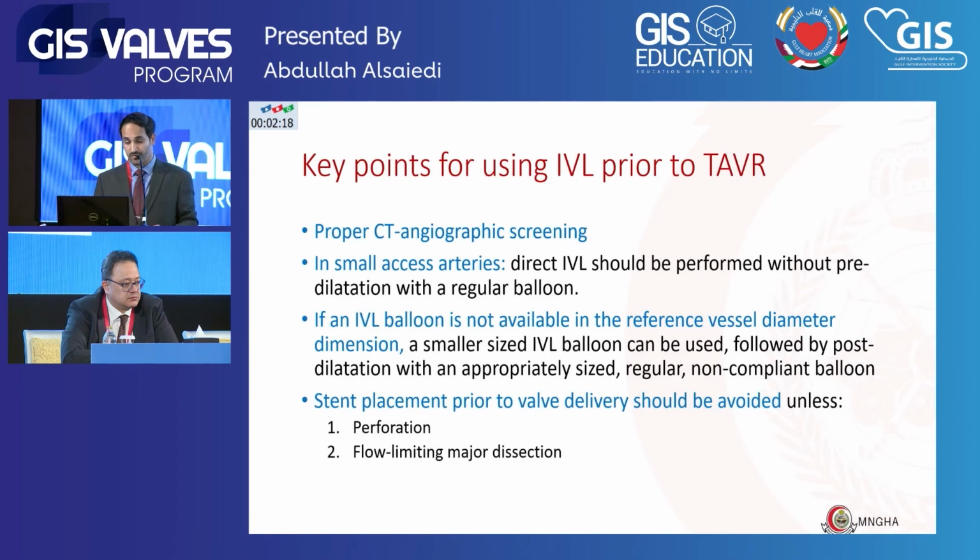So, very important key points to remember: to use IVL prior to TAVR, always ensure proper CT angiographic screening for the calcium and diameter. And when you use IVL in a small artery access, try to avoid ballooning before IVL because this might cause dissection and you would have to stent after that. Very importantly, do not put a stent in before delivery of the valve unless you have a perforation or a flow-limiting major dissection. Otherwise, the valve will interact with the stent and might cause dislodgement or embolization.